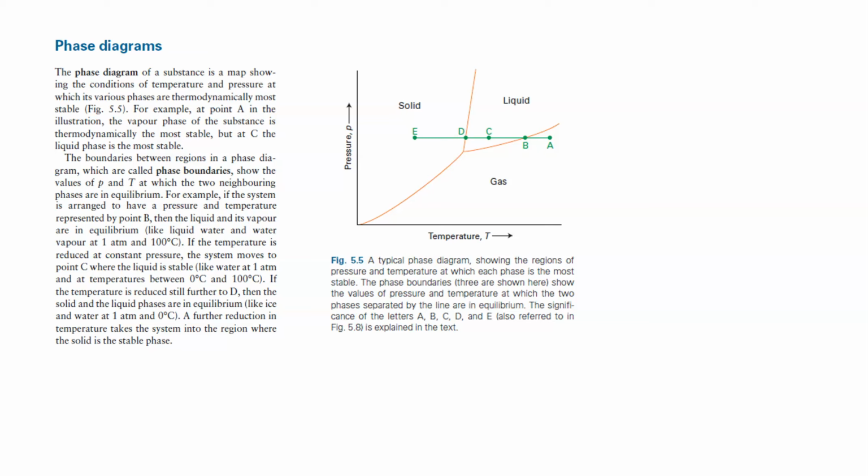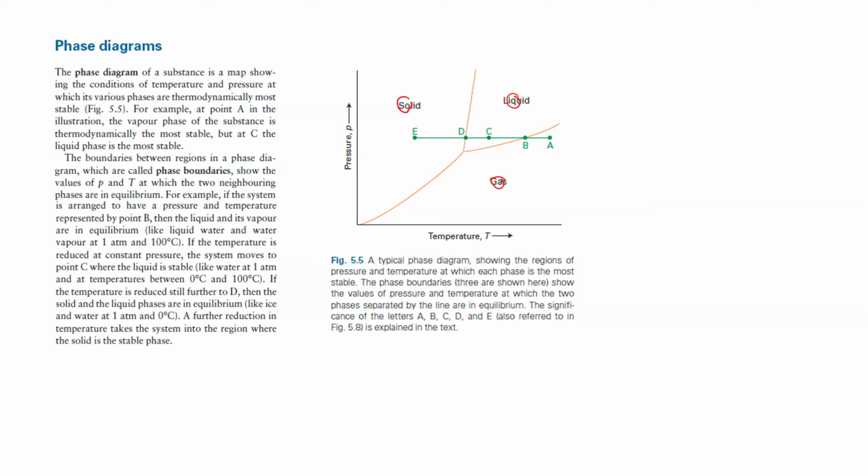So let's take a look at 5.5 for a second. A typical phase diagram showing the regions of pressure and temperature at which each phase is most stable. On the y-axis we have pressure, and on the x-axis we have temperature. And these lines denote where the solid, liquid, and gas phases are favored at these combinations of pressures and temperatures.